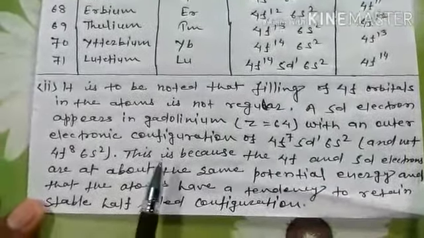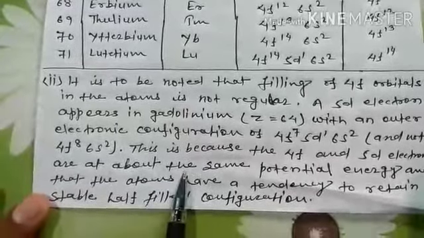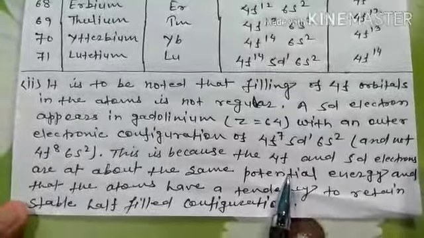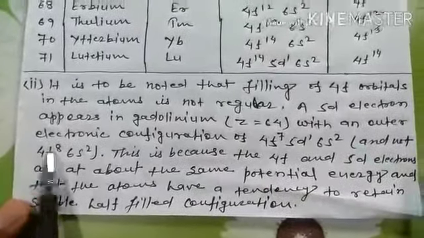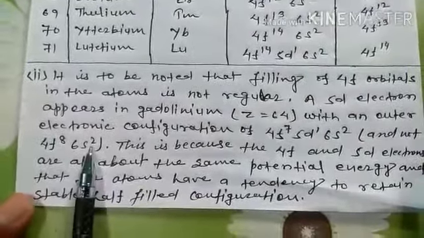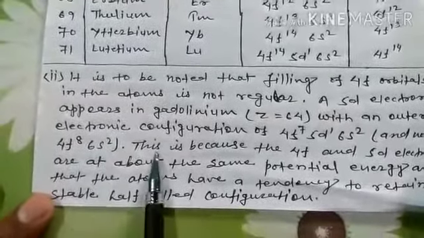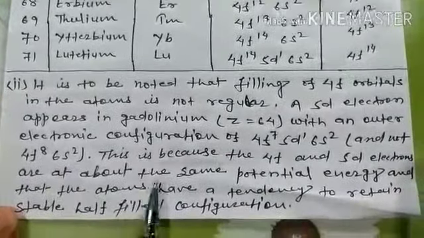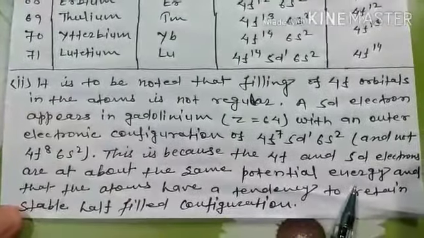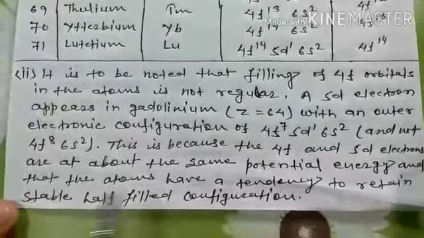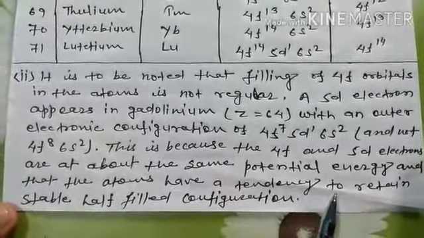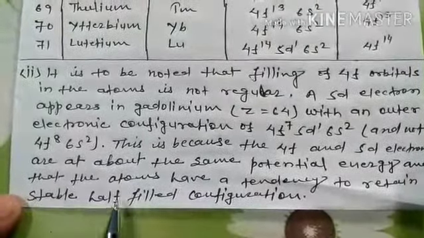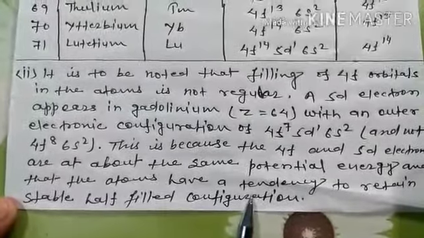And note, it is not 4f8, 6s2. This is because the 4f and 5d electrons are at about the same potential energy, and the atoms have a tendency to retain a stable or half-filled configuration.